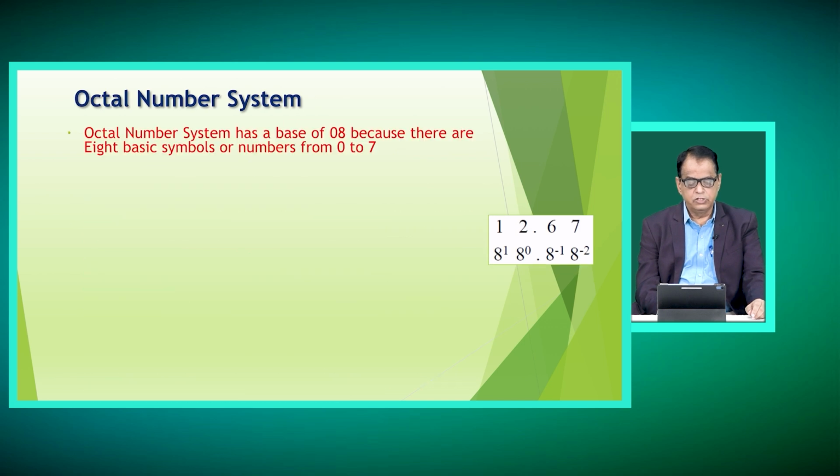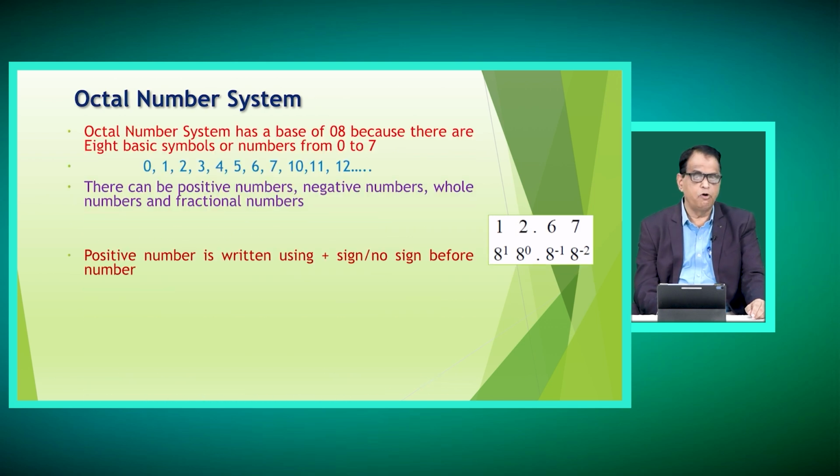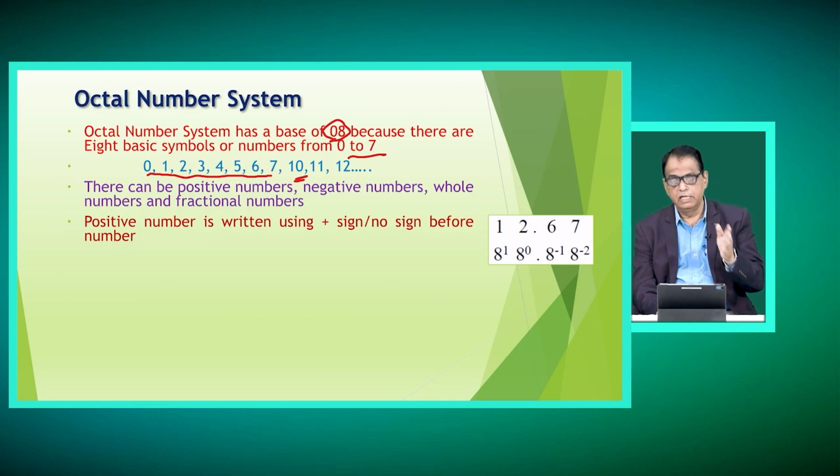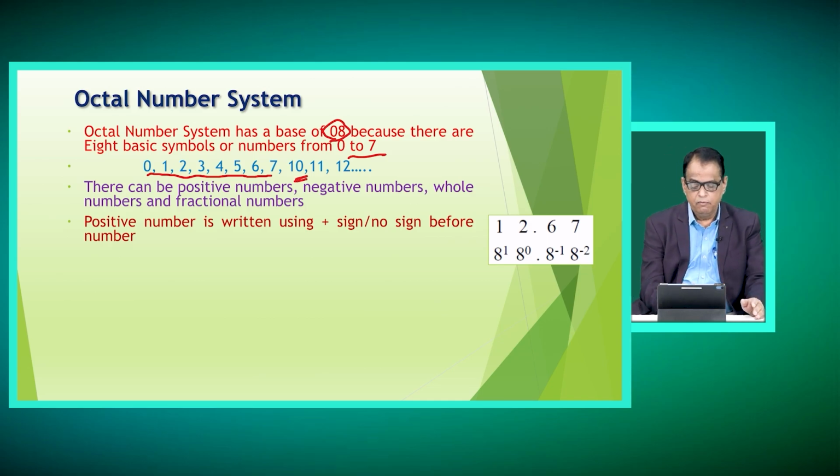Now let us discuss another number system, which is called the octal number system. As its name indicates, it has a base of 8, that is, there are 8 basic numbers from 0 to 7. After 7, we make combinations of basic numbers, and therefore we write 10, 11, 12, and in this way we can write infinite numbers. But observe that 10 in decimal is different from 10 in binary, and it is different from 10 in octal. In the octal number system, we can write positive numbers, negative numbers, whole numbers and fractional numbers.